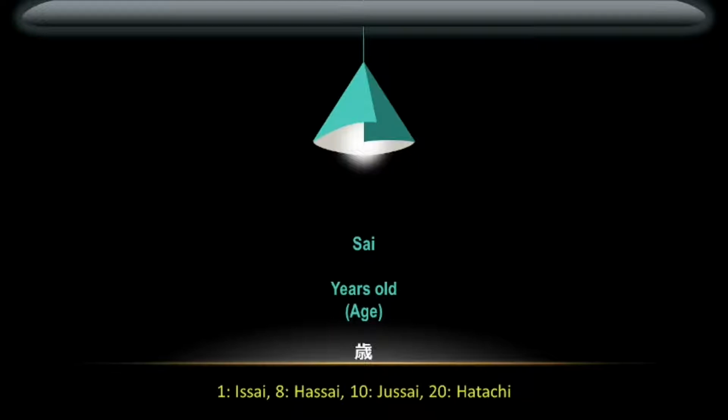For 10 years old, it is jussai. For 20 years old, there is a special word and it is hatachi. For others, it is simple, you just need to add sai to the normal reading. For example, if you're 39 years old, you will add sai to sanju kyu, it will become sanju kyu sai.